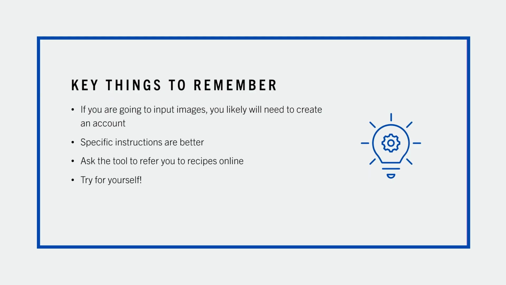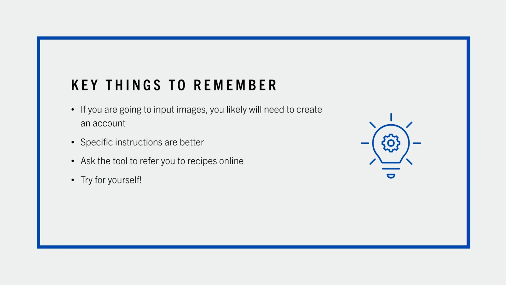So hopefully you enjoyed learning about a few ways you can use AI to make you some new recipes. And here we have a few key things to remember when you're doing this. First up is if you are going to input images, you'll likely need to create an account. For example, on ChatGPT, you can't input images unless you actually have created an account. I'm not 100% sure if this applies to all tools, but I do know it applies to a few of them.